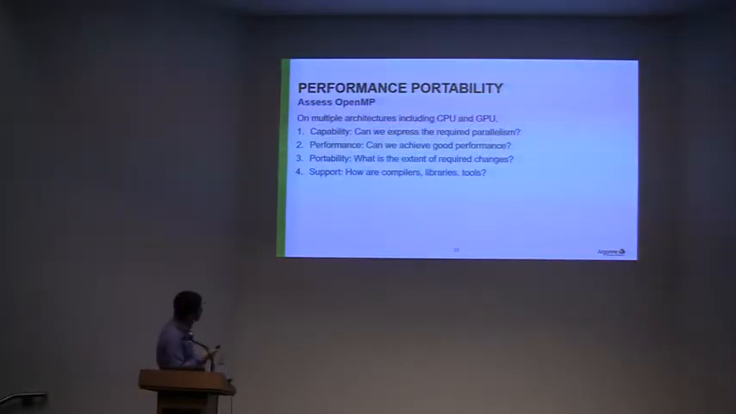So for performance portability, we'd like to assess the capability of OpenMP under those criteria. It needs to run on both CPU and GPU. So first is the capability. Can we express our required concurrency with OpenMP? And second, is the performance good? And portability, what is the extent of required changes to make them run well on both architectures? And how about the compilers, libraries, and tools?